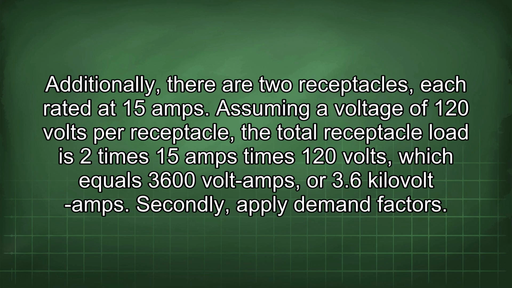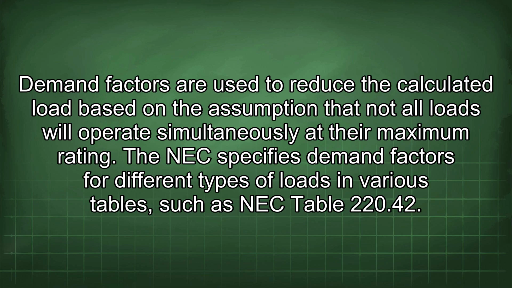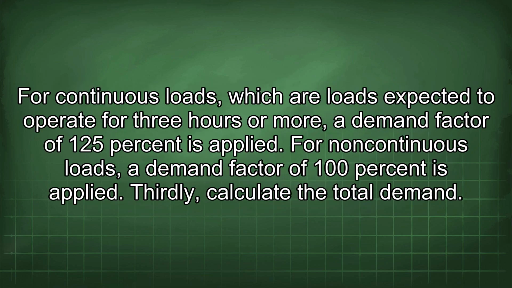Secondly, apply demand factors. Demand factors are used to reduce the calculated load based on the assumption that not all loads will operate simultaneously at the maximum rating. The NEC specifies demand factors for different types of loads in various tables, such as NEC Table 220.42. For continuous loads, which are loads expected to operate for 3 hours or more, a demand factor of 125% is applied. For non-continuous loads, a demand factor of 100% is applied.